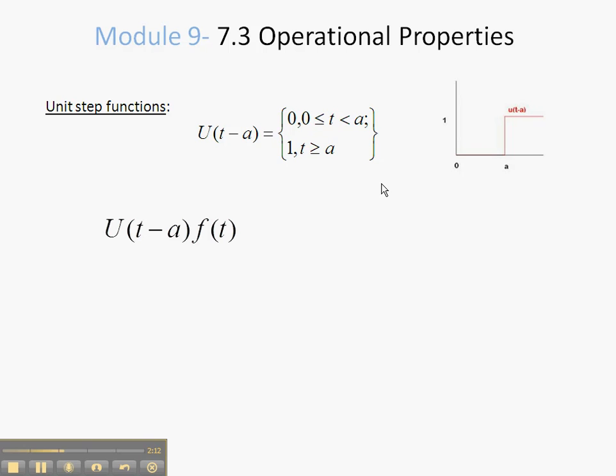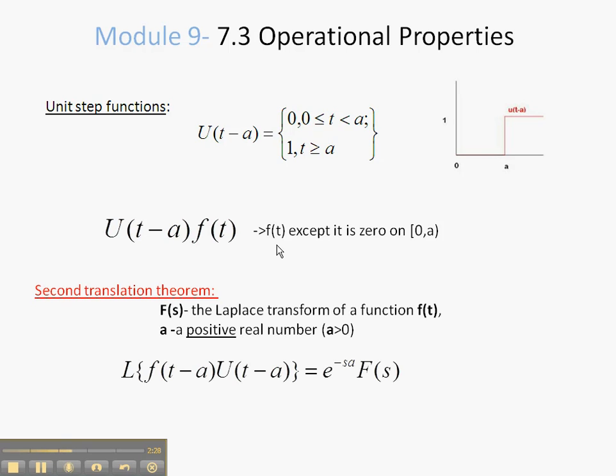The reason we use those is that I can take that function and multiply it times any other function, say f(t), and what I obtain is the same function f(t), except that the portion between 0 and a gets erased, or I get 0 on that portion.